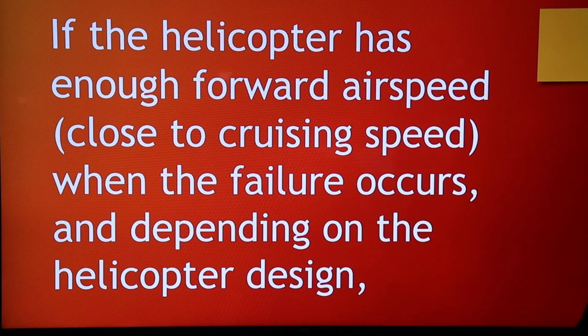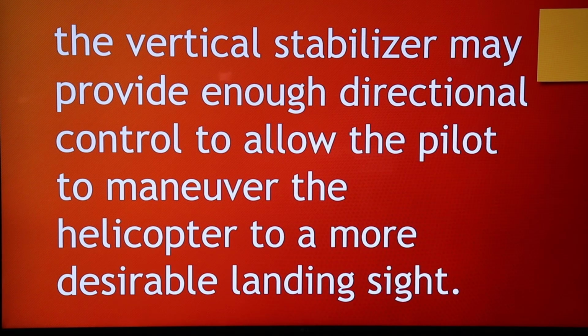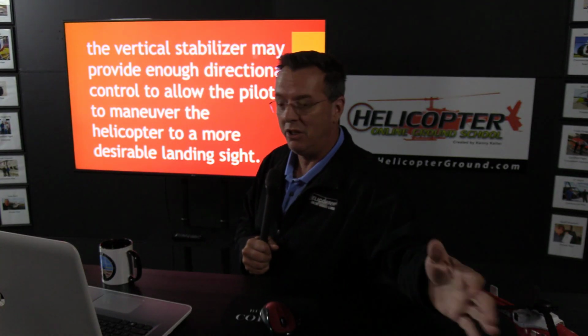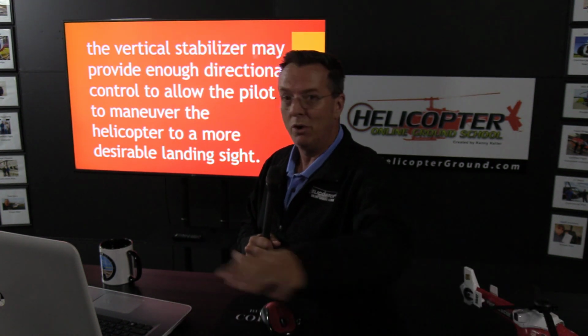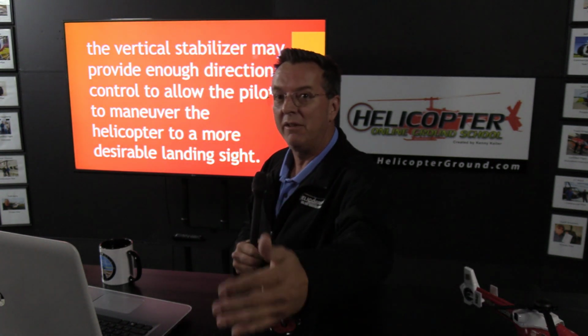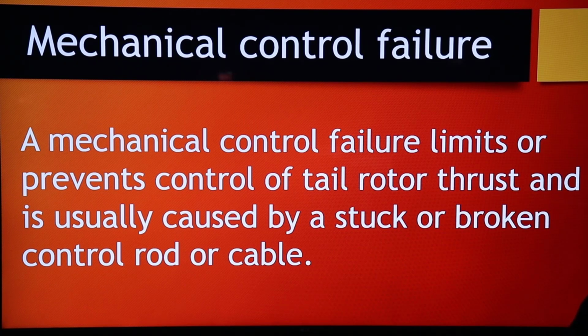If the helicopter has enough forward speed, close to cruising speed, when the failure occurs, and depending on the helicopter design, the vertical stabilizer may provide enough directional control to allow the pilot to maneuver the helicopter to a more desirable landing site. Meaning if you enter the autorotation and you've got nothing but woods below you, you could fly a little further and try to get to a suitable spot by pulling the power back in and continuing to fly.